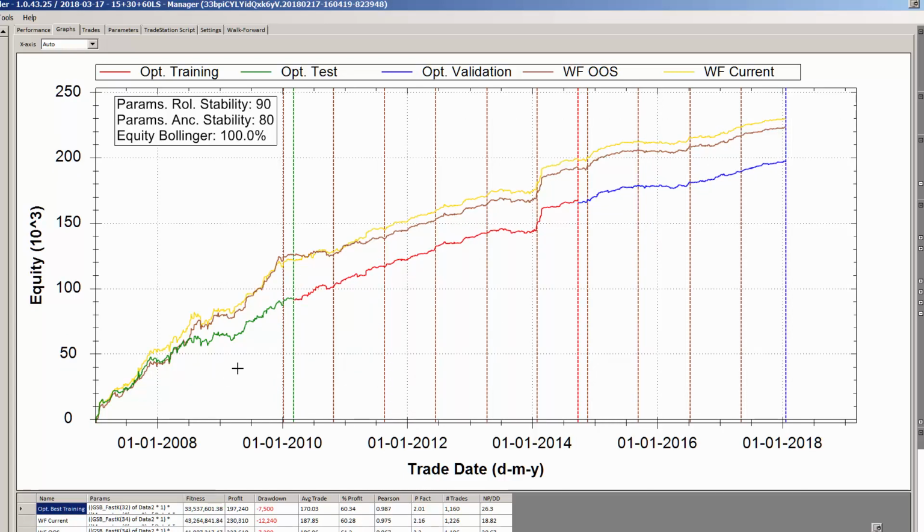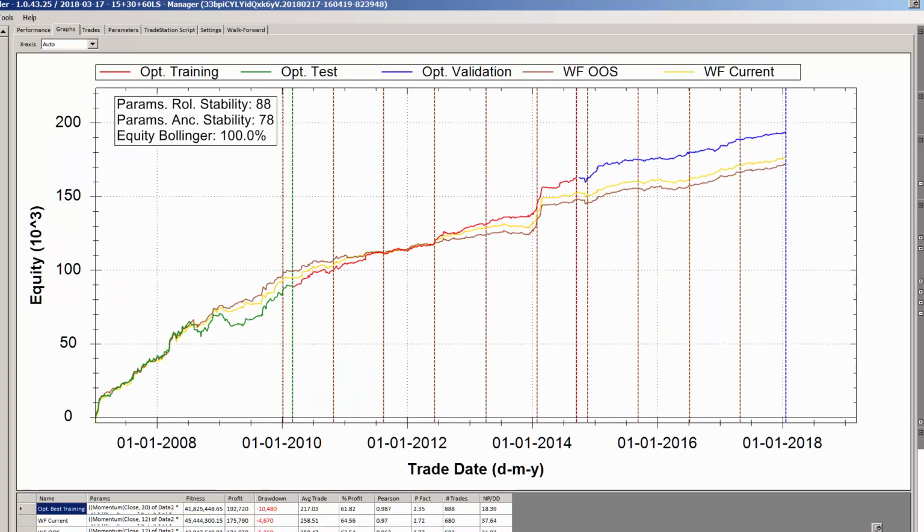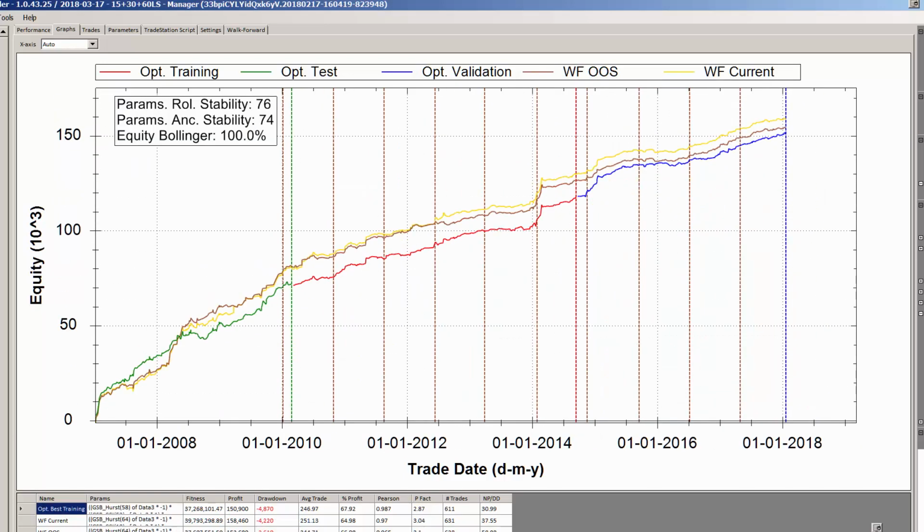Very high drawdown in the beginning, so I wouldn't like that system for that reason. Well, that's reasonable, 195,000 for 8K drawdown. Again, these drawdowns might reduce when you add a stop. This one here is pretty reasonable, 175K for 4K drawdown. So we'll just step through a few systems that you can look at each one as we're going along.